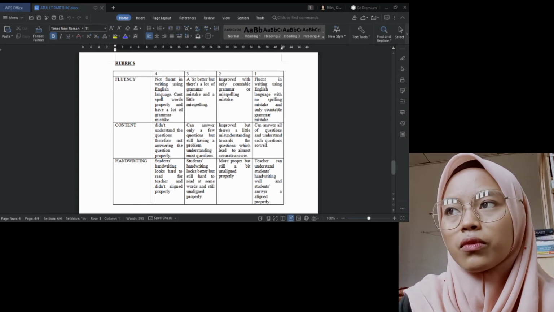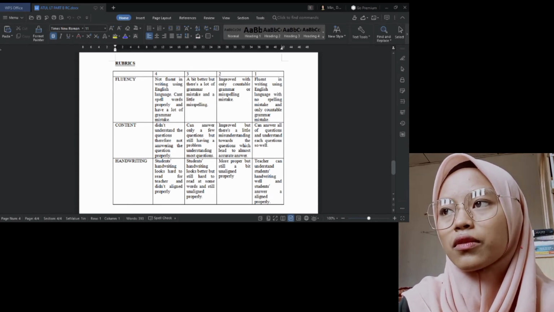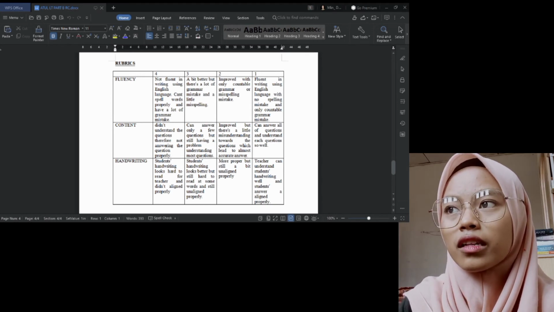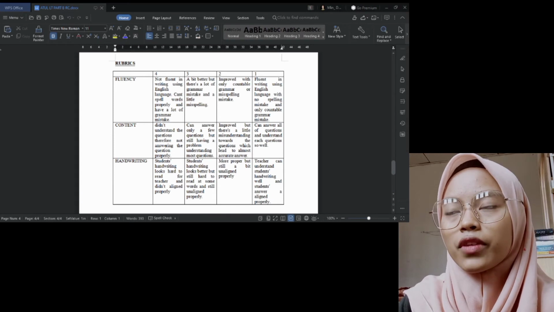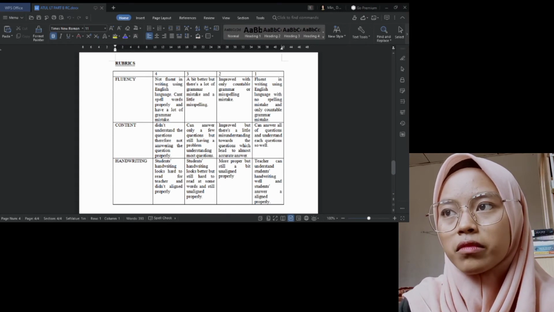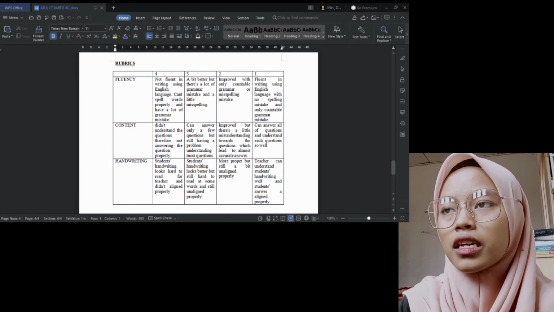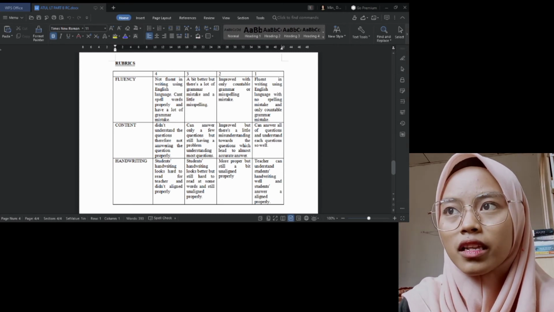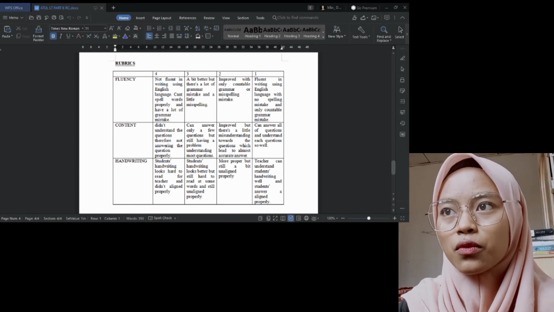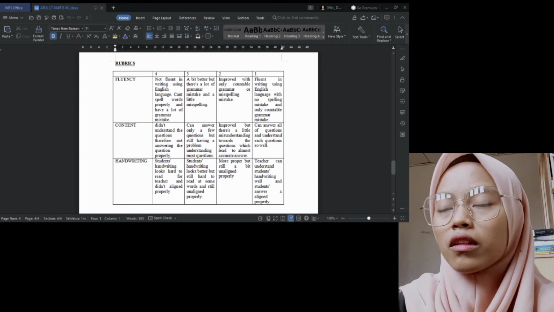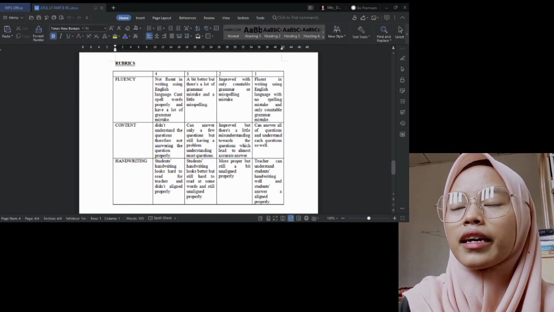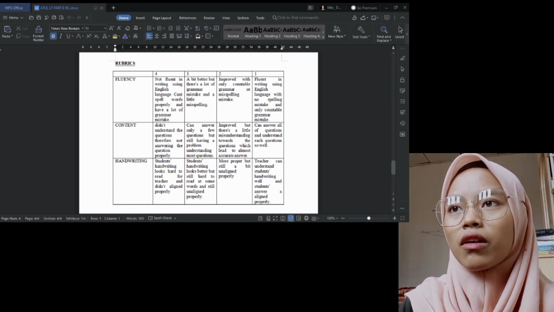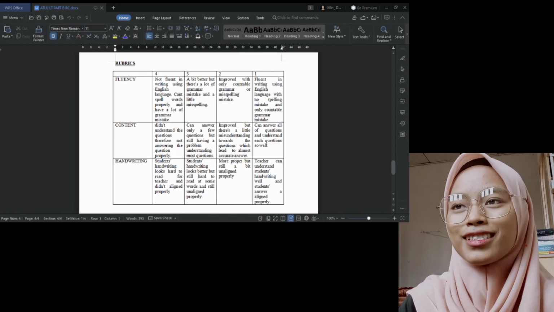Starting from the lowest, number 4, didn't understand the questions, therefore not answering the question properly. Number 3, can answer only a few questions but still having a problem understanding most questions. Number 2, improved, but there's a little misunderstanding towards the questions, which leads to almost accurate answers. And the highest, number 1, can answer all of the questions and understand each question so well.